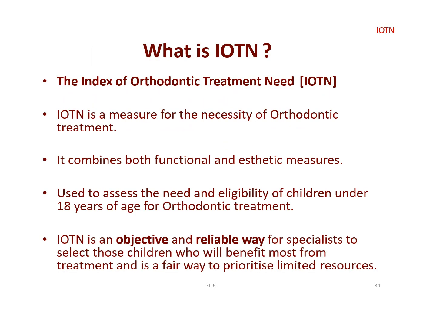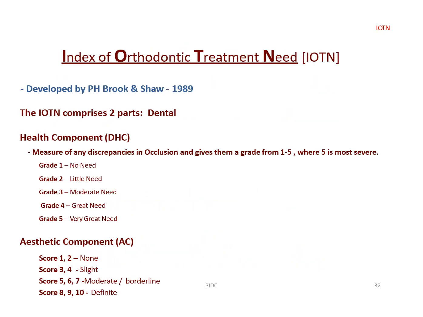Now moving on to what is an IOTN, that is Index of Orthodontic Treatment Need. It is a measure for the necessity of orthodontic treatment. It combines both physical and aesthetic measures. Basically it is used to assess the need for children under 18 years of age, whether to go for orthodontic treatment or not. So IOTN is an objective and reliable way for specialists to select those children who will benefit from orthodontic treatment, if you have any remote or limited resources.